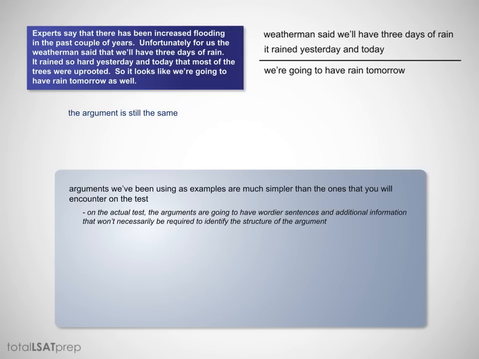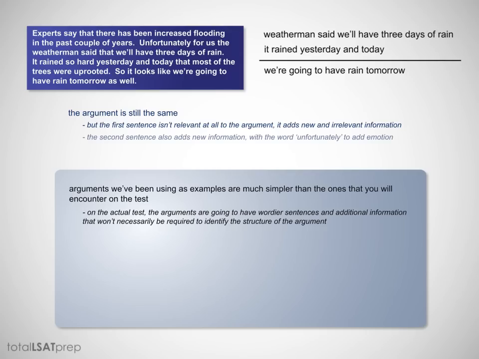The conclusion is that there's going to be rain tomorrow, and it's based on the weatherman's prognosis and the 2 days of rain. But here we see that the first sentence isn't relevant at all to the argument. It adds new information that doesn't have any relationship with the conclusion. And the second sentence also adds new elements, with the word unfortunately to add emotion. And the third sentence also adds information that isn't relevant to the argument by saying that most of the trees were uprooted. And so you'll get a lot of this on the actual LSAT, where it won't be just clear and simple premises and conclusions.